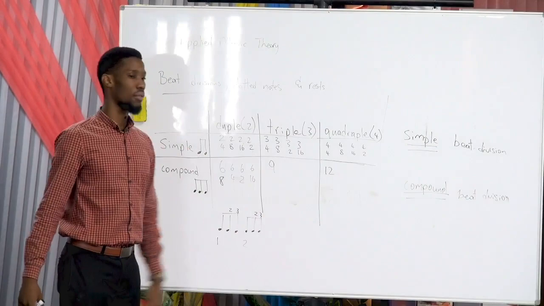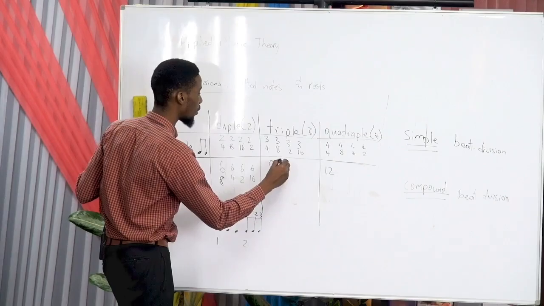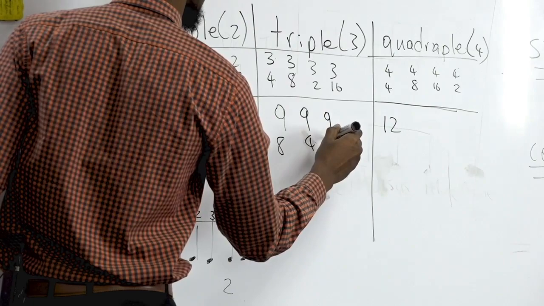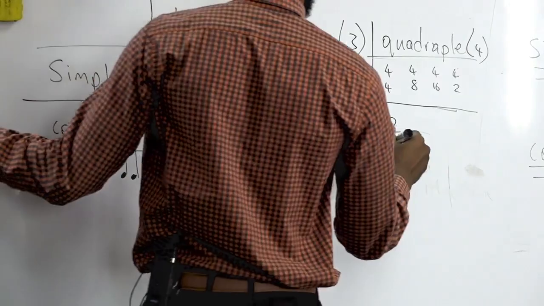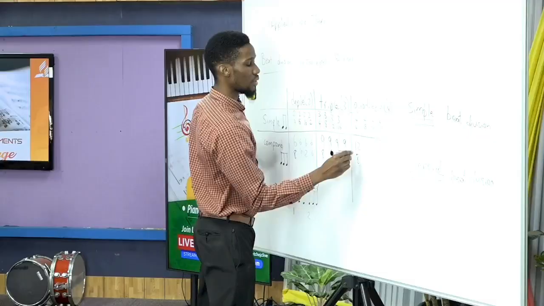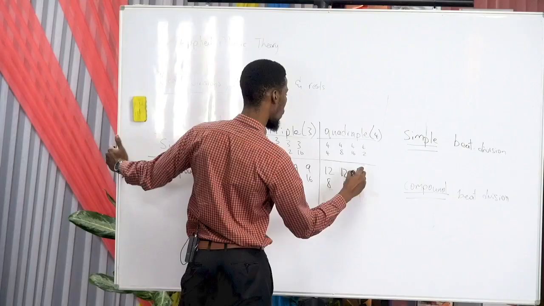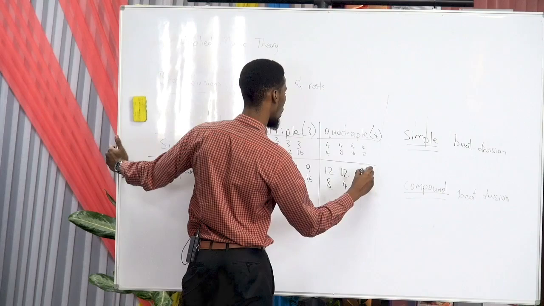Triple compound could be 9-8, 9-4, 9-2, or 9-16. Then quadruple compound could be 12-8, 12-4, 12-2, or 12-16.